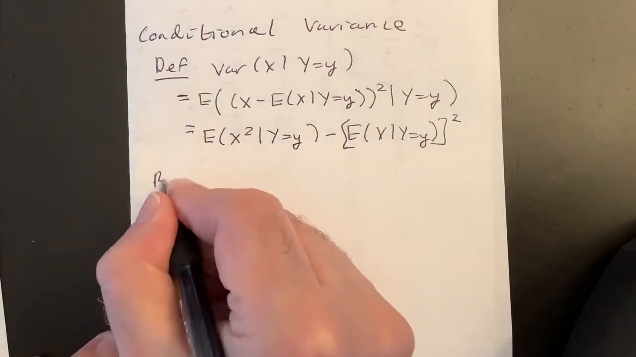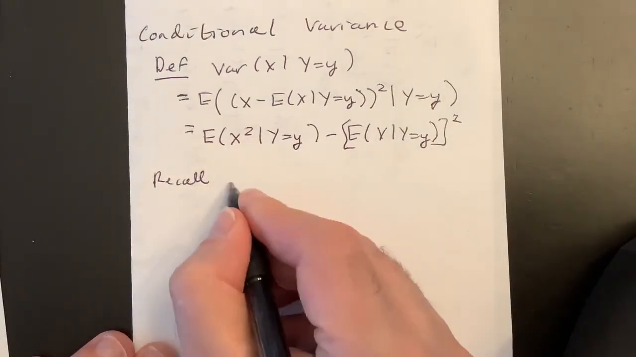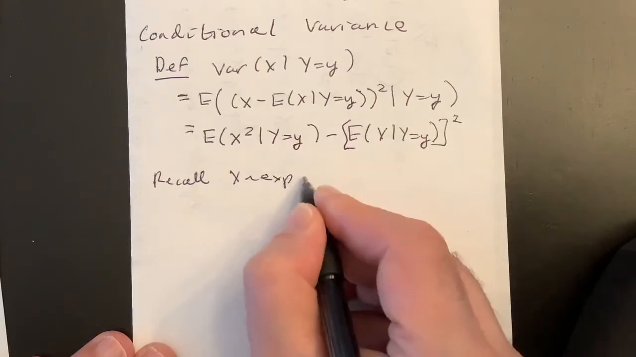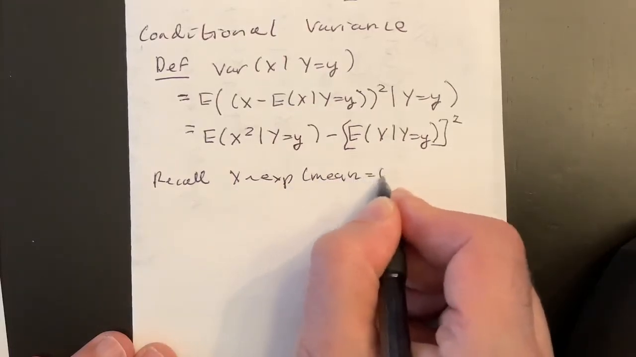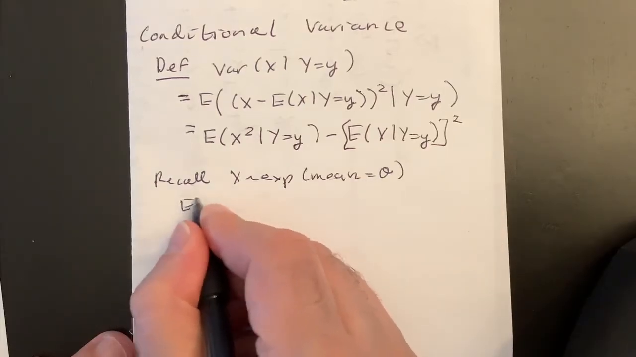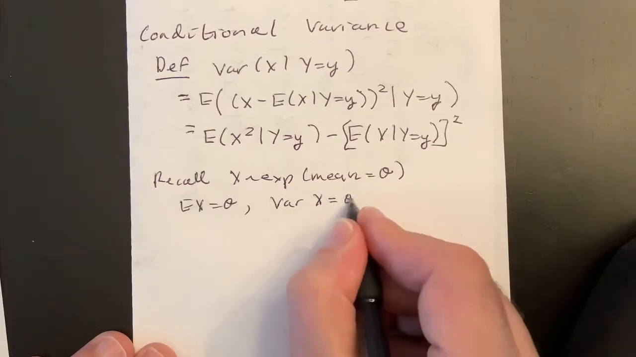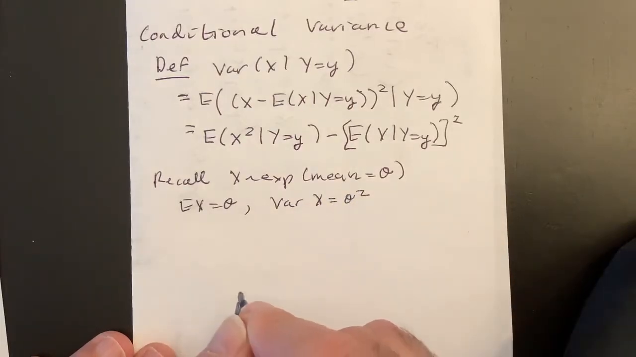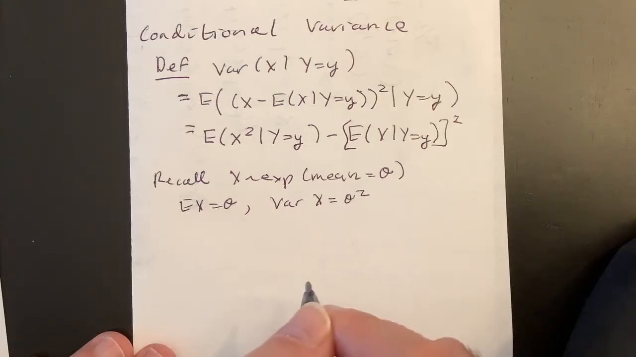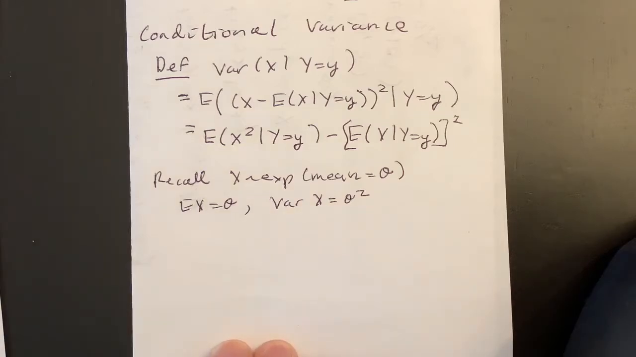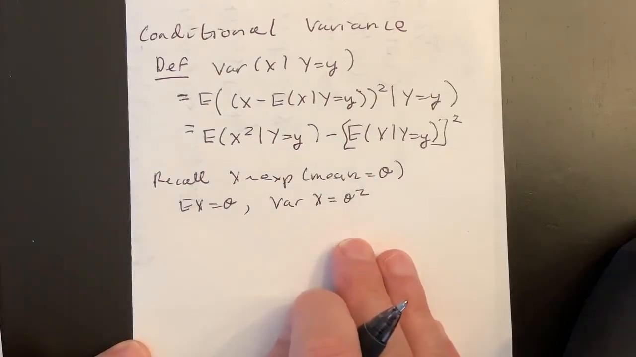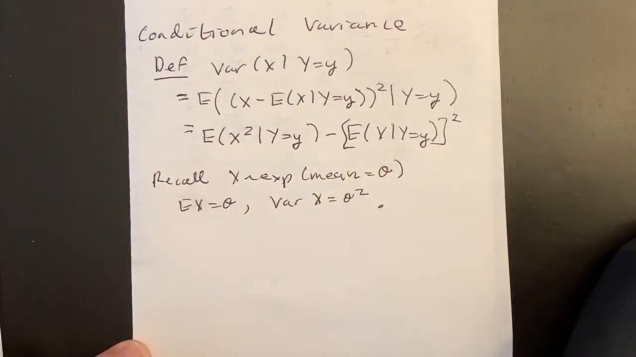So recall, just to make sure I know you all know this, if x is exponential with mean equal to theta, then e of x is theta and variance of x is theta squared. Okay, so just for our future reference, we proved this from taking the integrals of these two. You should do that probably. I won't do it here.